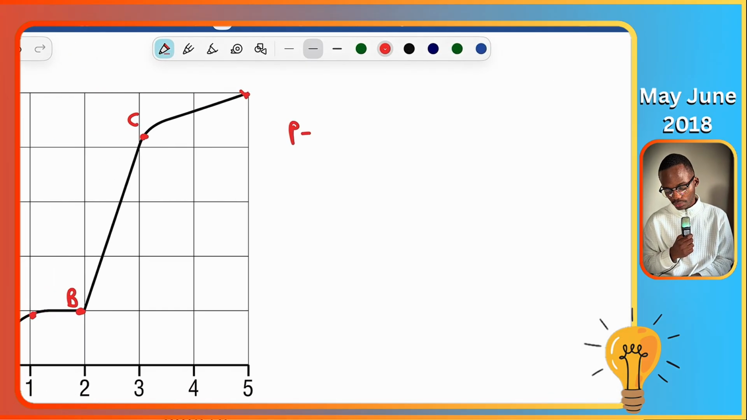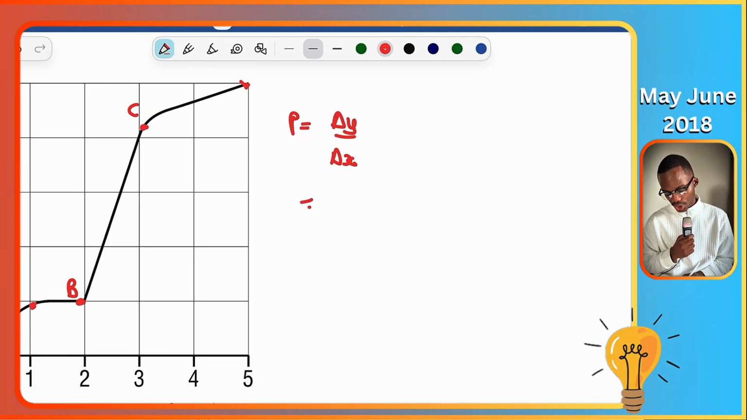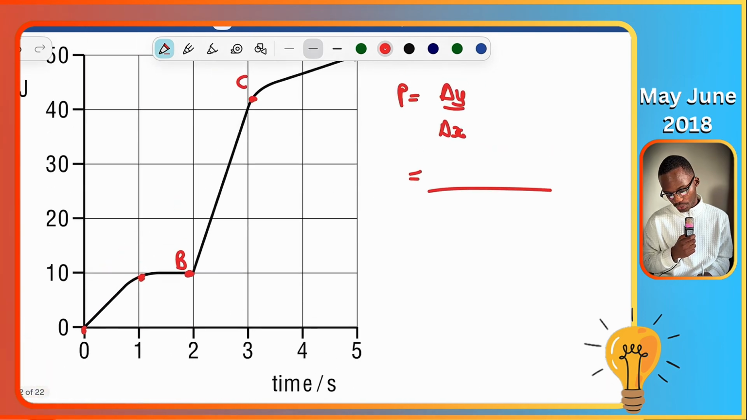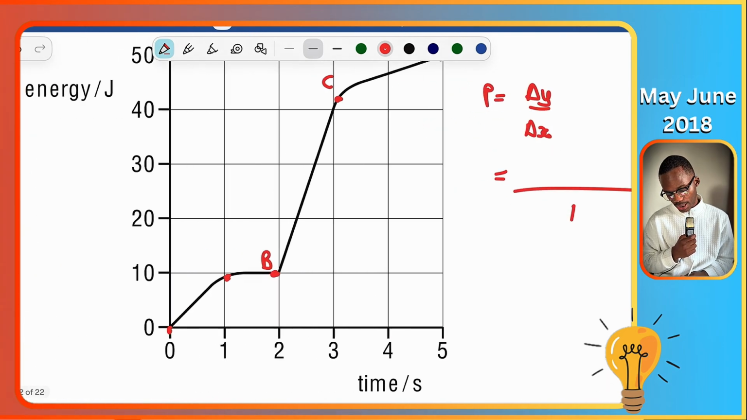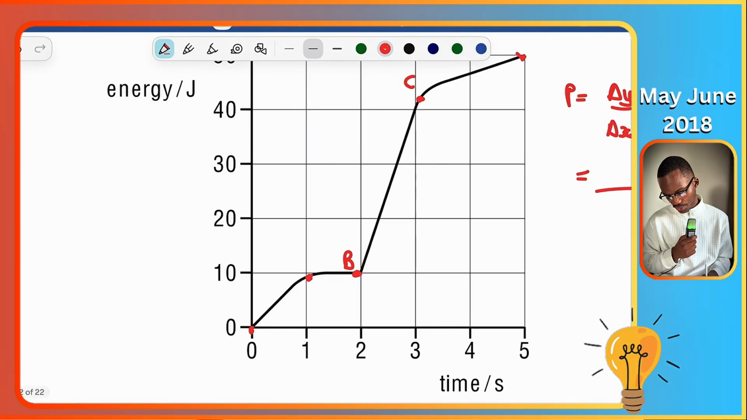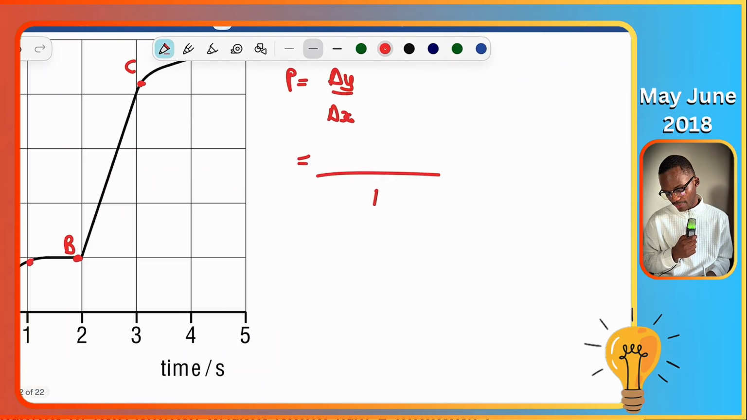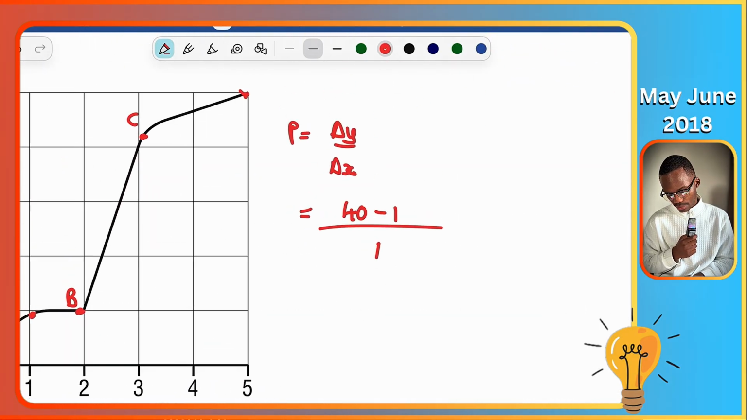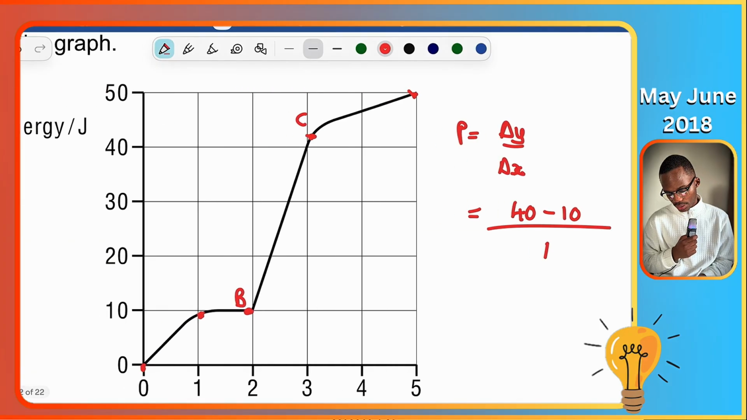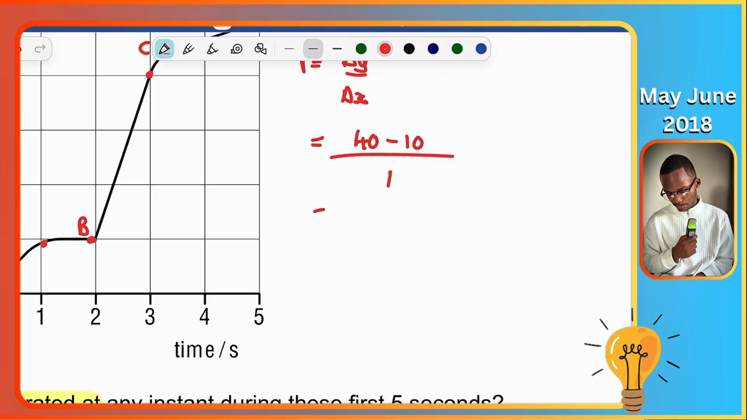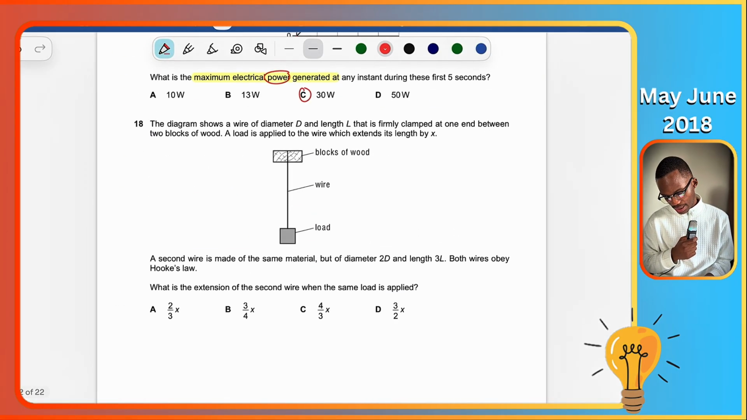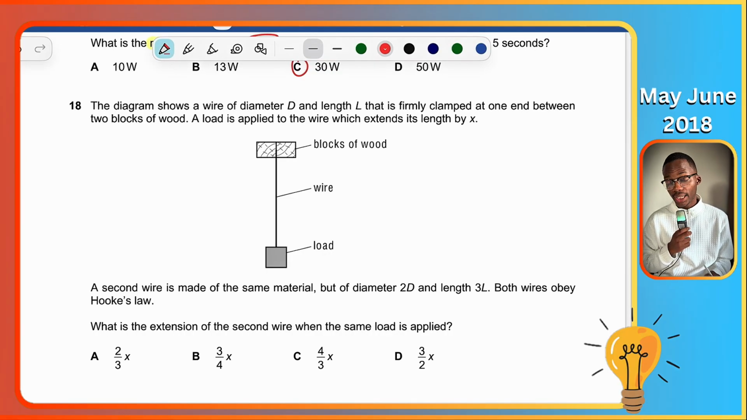So power is change in y over change in x. The change in x, which is basically from 2 to 3, is 1. Change in y, we have about 40 joules and 10 joules, so it's going to be 40 minus 10. I'm basically taking this point, which makes all my calculations easier. 40 minus 10, which is 30 watts.